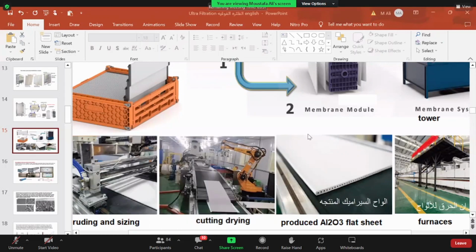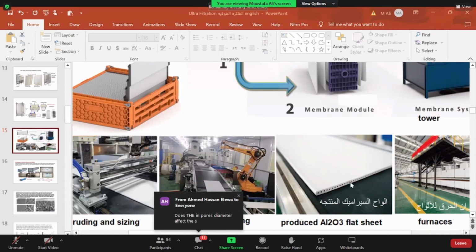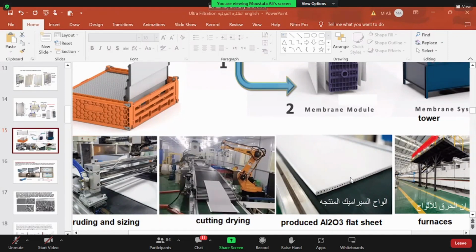Why is there one channel open and one closed in ceramic membranes? Who said so? You can see in this flat sheet, both ends are open. It depends on the form or the shape of the membrane. It can be tubular. In such a case, it will have one closed, one open, to be used for dead end filtration.